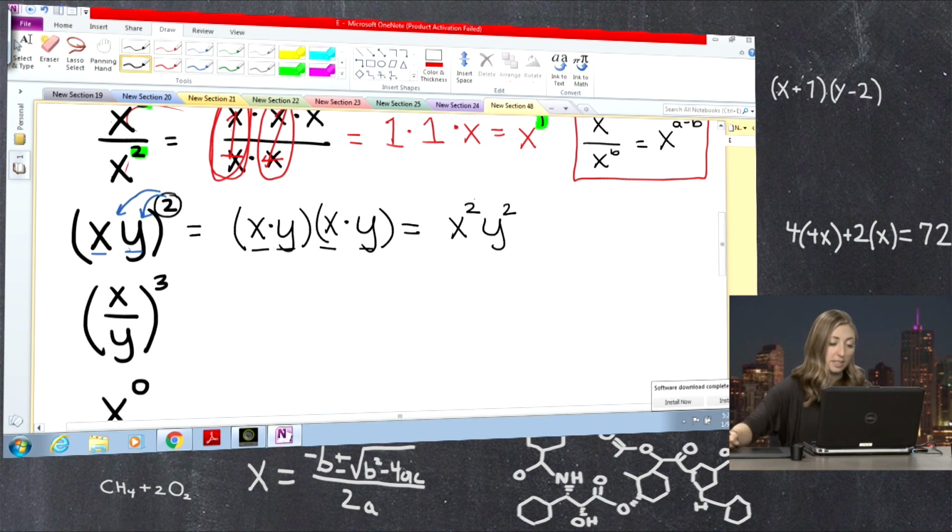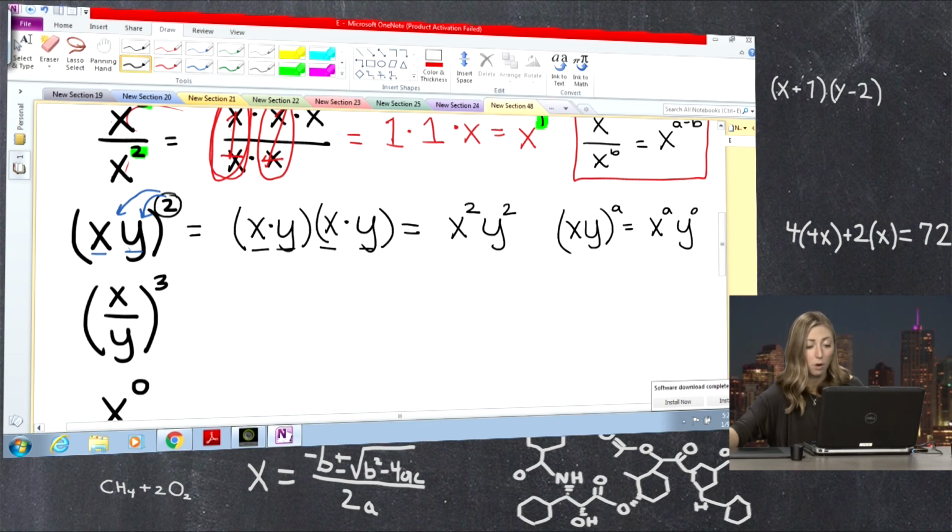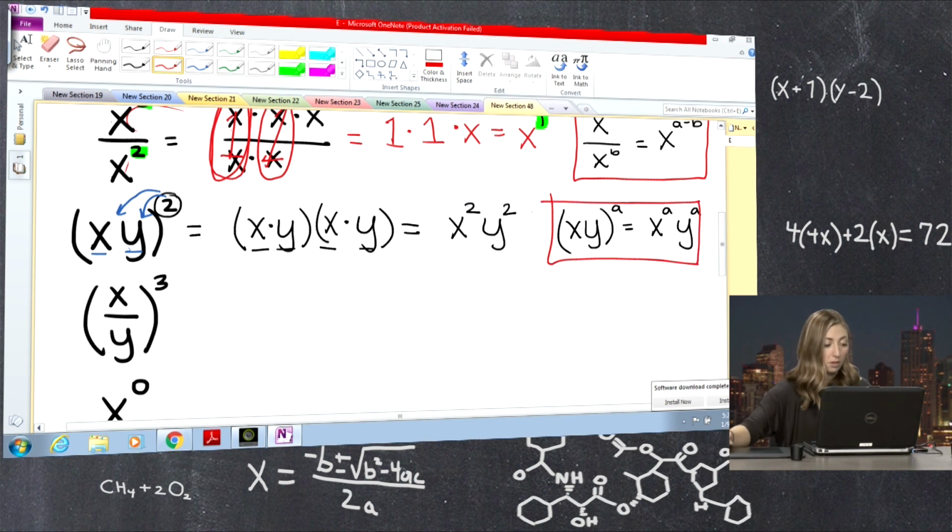So to generalize this, I can say if I have x y to the a power, I will simplify this by having x to the a power and y to the a power. So that simplifies this rule. The next rule is very, very similar.